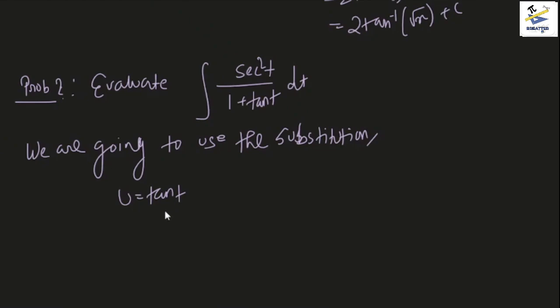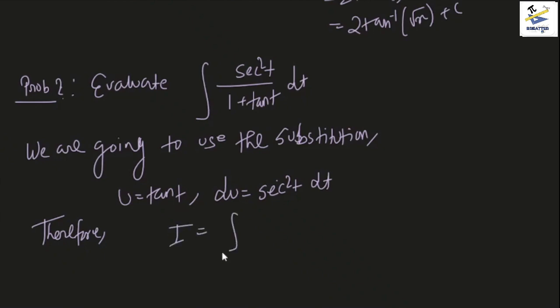This is because the derivative of tan of t is basically sec squared t, which is present in the numerator. So du should be equal to sec squared t dt. Therefore, our integral, which we can denote by I, should be equal to du by 1 plus u.